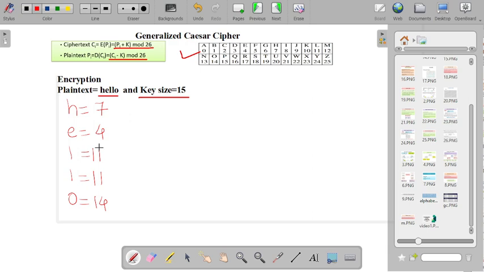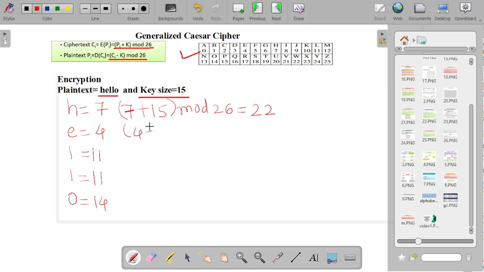So now, what is our plain text? Our plain text message is hello. For hello, we have taken the indexes 7, 4, 11, 11 and 14. Now, first of all, we have to put the values in our formula for encryption. First, we add 7 plus the key size. What is the key size? That is 15. So 7 plus 15 mod 26. 7 plus 15 is 22, and 22 mod 26 gives us the value 22.